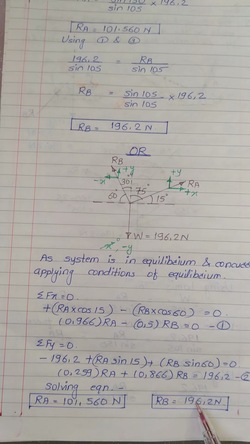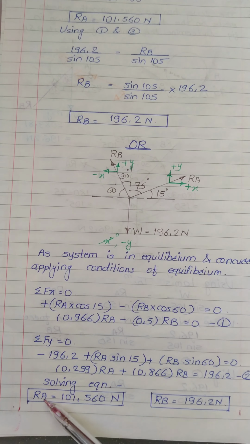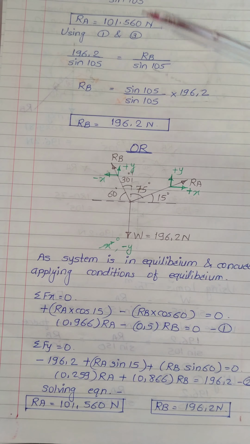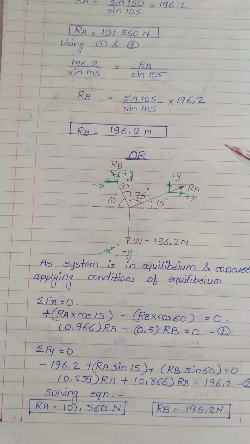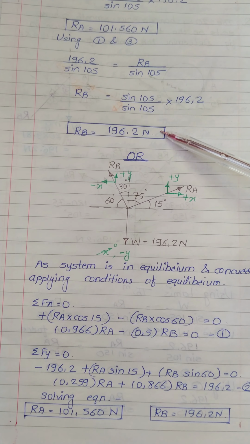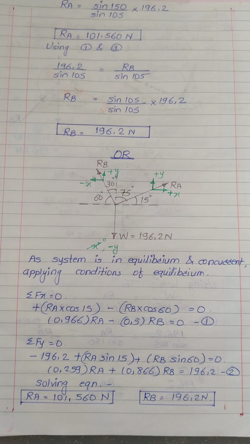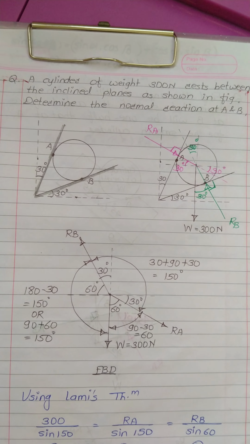Now if you observe, these values match the previous answers. RA is 101.56 Newton; we have got the same value over here. If you observe RB, it is 196.2 Newton, and by Lami's theorem also we observed the same value. So you can solve the same numerical by using two methods. Now we'll see the second numerical.